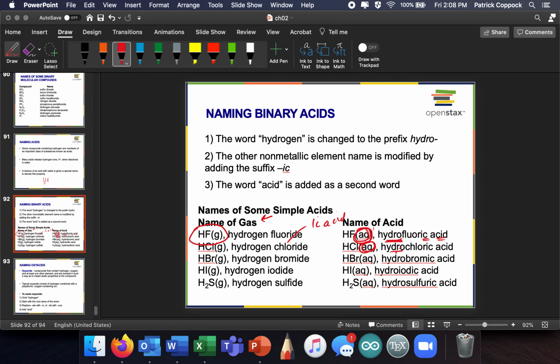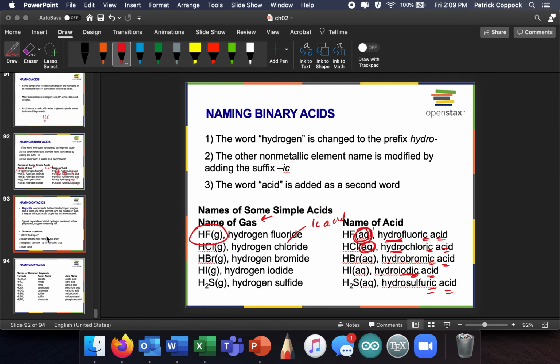Then we're going to say hydrochloric acid, right? Hydrobromic acid, right? Hydroiodic acid, right? Hydrosulfuric acid, right? That's how that goes.